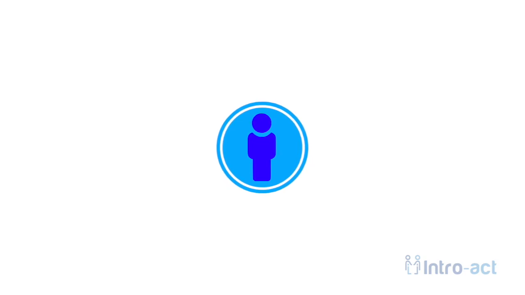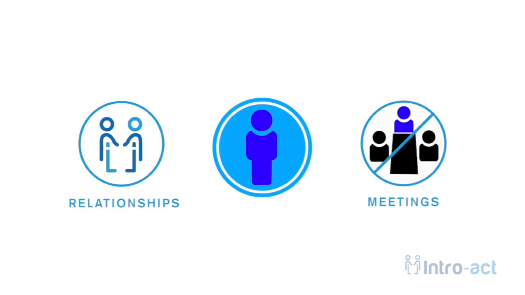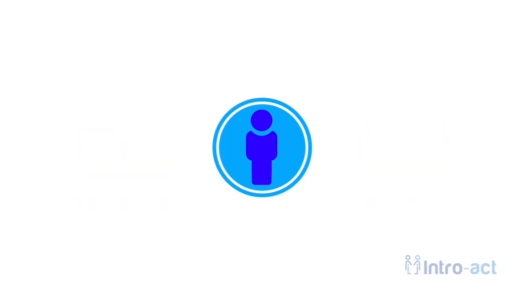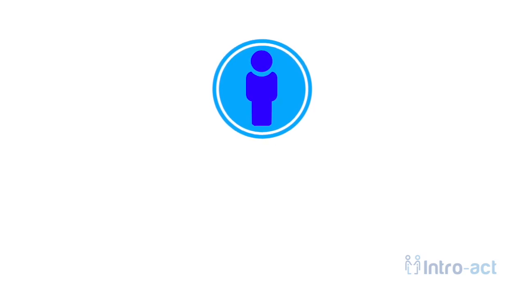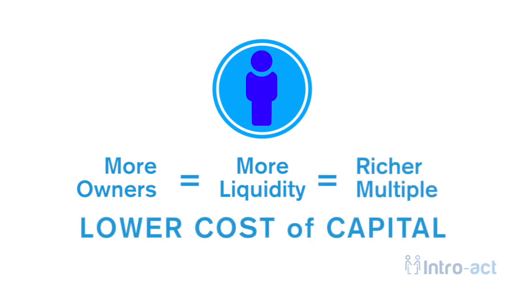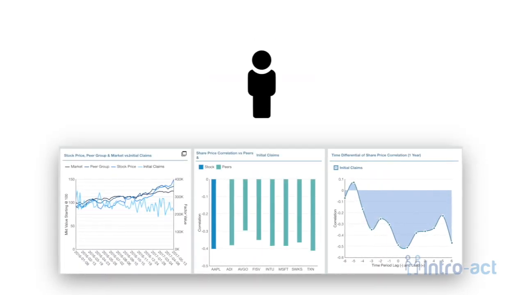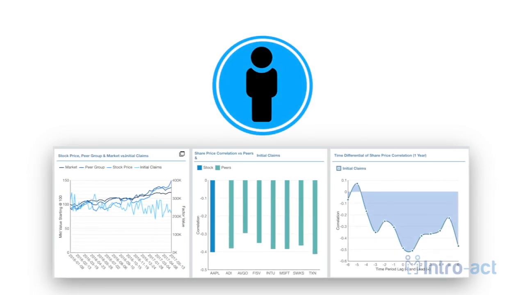Offering effective corporate access to investors is one of the best ways to improve your company's ROI. It's about building relationships, not simply conducting meetings. Whenever you raise capital, it's clear that the more investors interested in your story, the better. This is always the case because more owners equal more liquidity, and more liquidity results in a richer multiple and lower cost of capital. Investor conversion should be a key metric that you manage as an IR professional. Each corporation's custom Introact dashboard monitors an investor's conversion from prospect to shareholder.